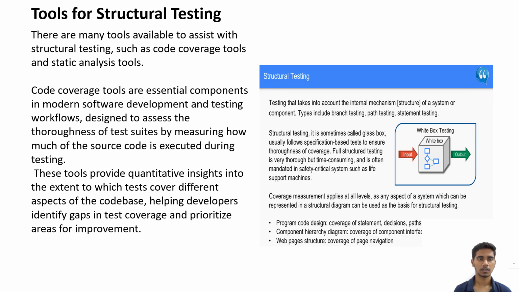Tools for structural testing. There are many tools available to assist with structural testing, such as code coverage tools and static analysis tools. Code coverage tools are essential components in modern software development and testing workflows, designed to assess the thoroughness of test suites by measuring how much of the source code is executed during testing. These tools provide quantitative insights into the extent to which tests cover different aspects of the code base, helping developers to identify gaps in test coverage and prioritize areas for improvement.